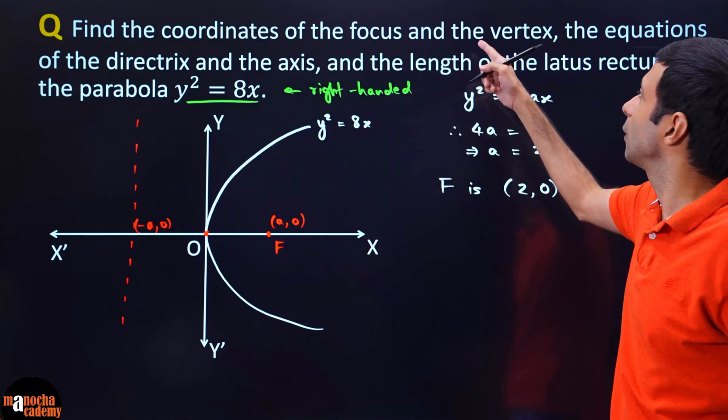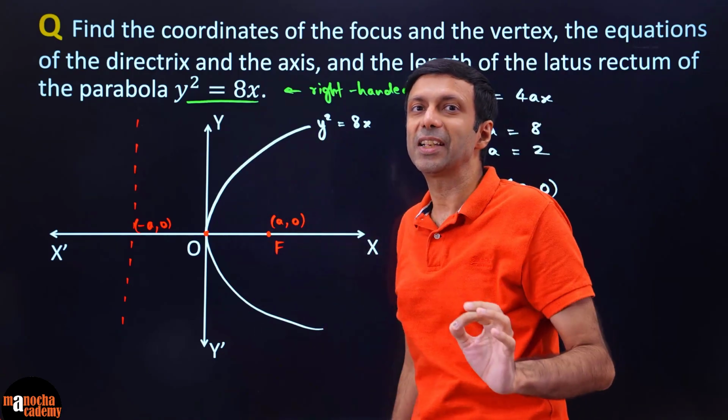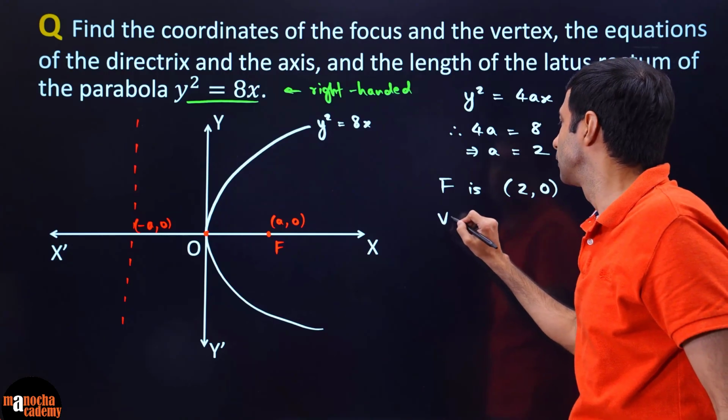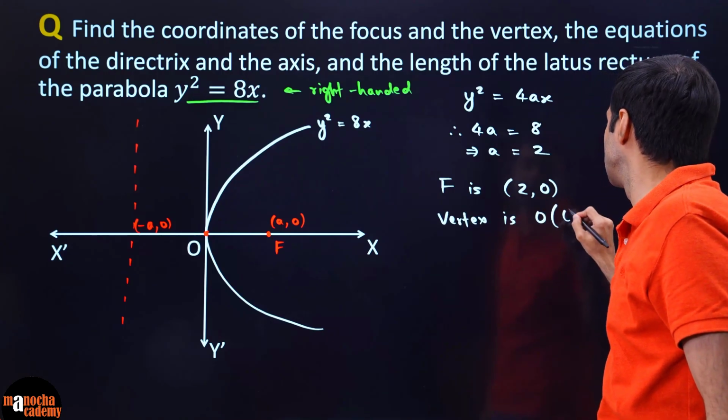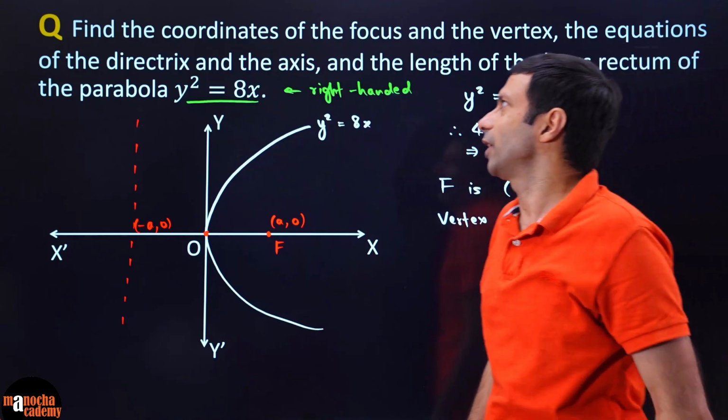Next it says find the coordinates of the vertex. I told you that for all these standard equations, the vertex is the origin, 0, 0. So we can say the vertex is the origin, 0, 0. Done.